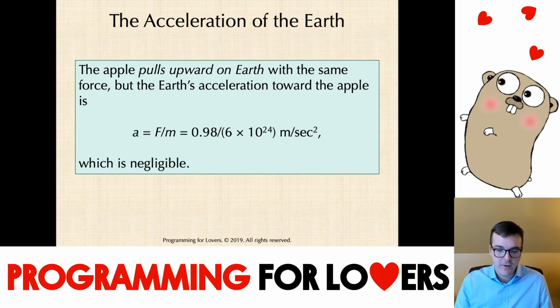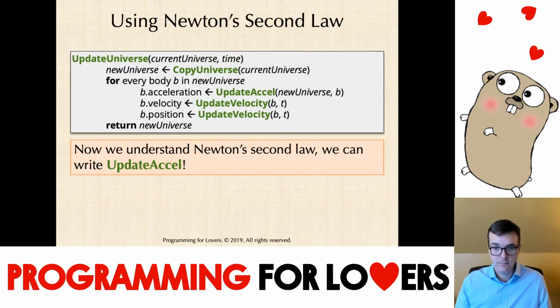This formula will be very, very helpful for us, because once we understand Newton's second law, we understand that we're going to update the acceleration of a body based off of F divided by m. Okay, so if I know the net force that is acting upon B due to gravity, based off of potentially many different bodies, what's the net force that they contribute, then I can simply divide by the mass.